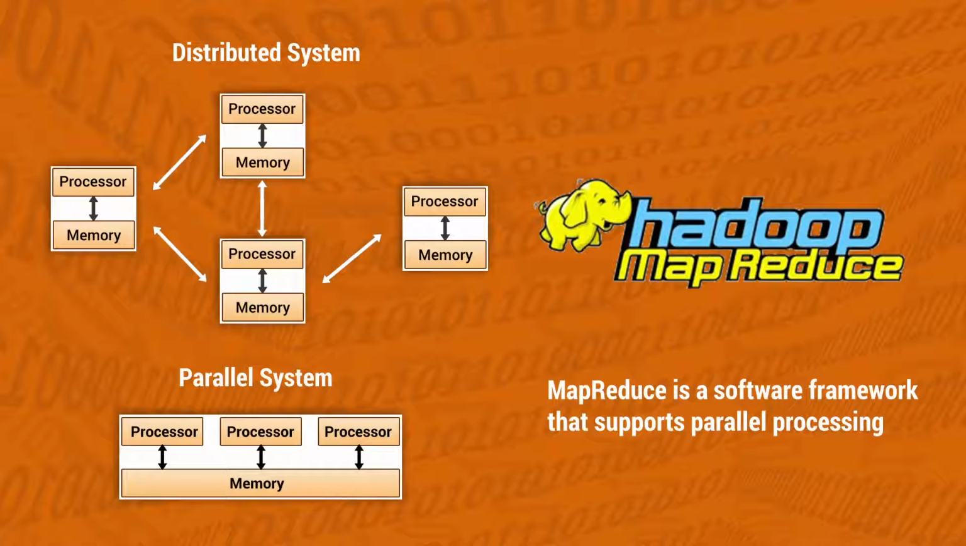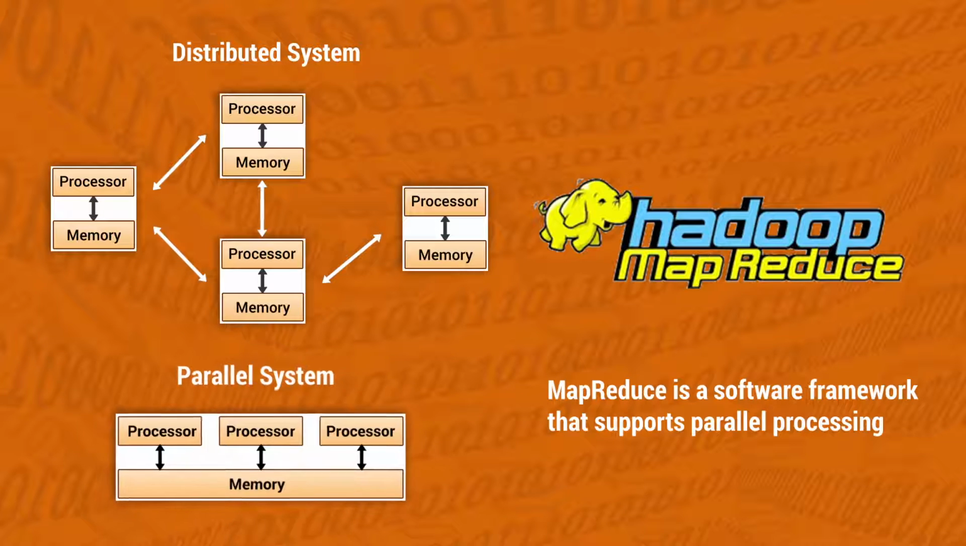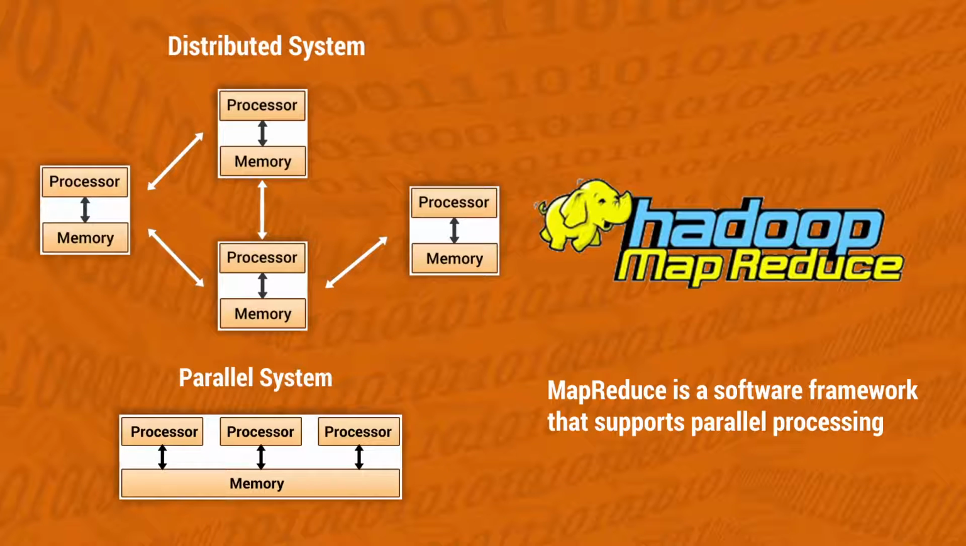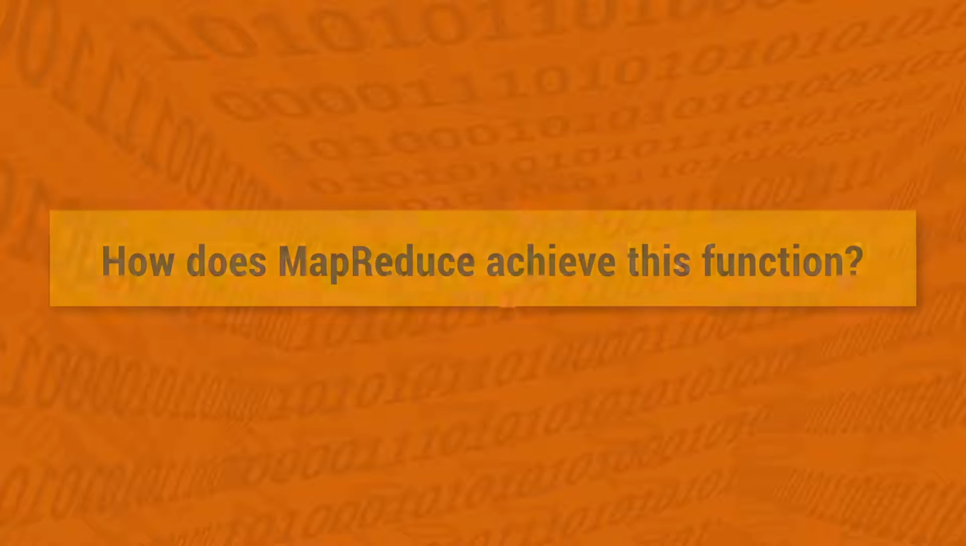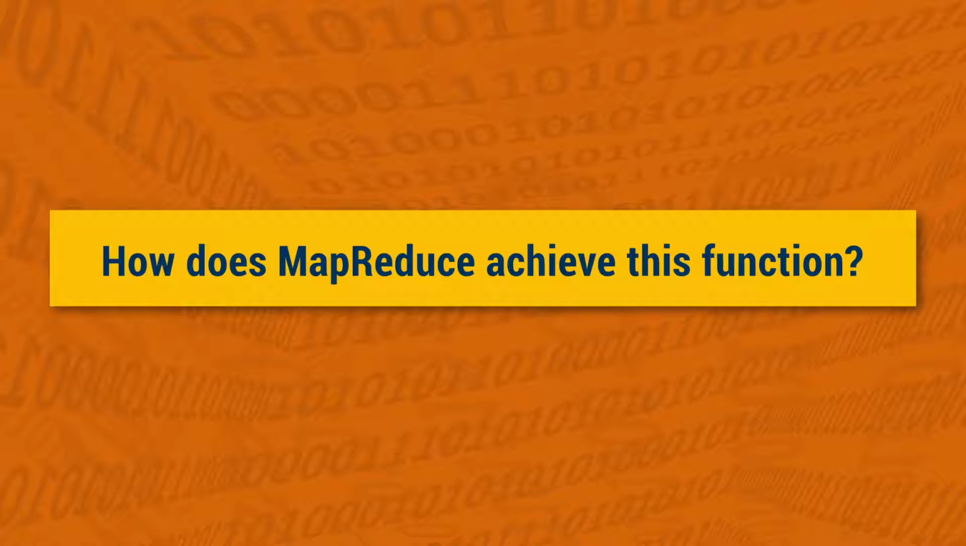The Hadoop MapReduce engine is a high-performance parallel or distributed data processing implementation of the MapReduce algorithm. This means that it can be used to write programs that can process the large amounts of unstructured data by using a number of distributed processors simultaneously. How does MapReduce achieve this function?